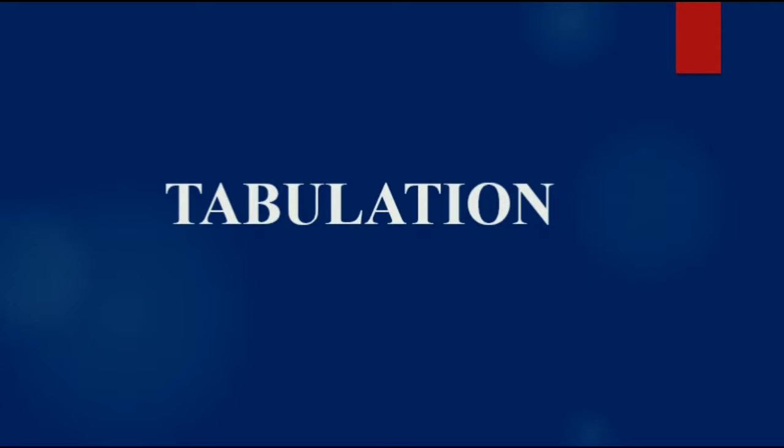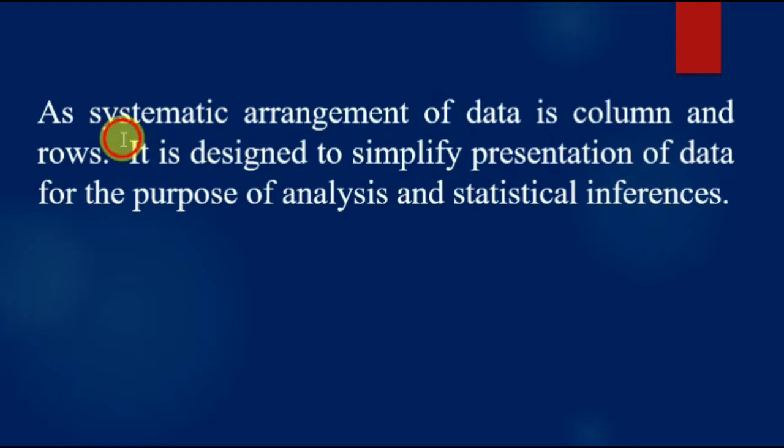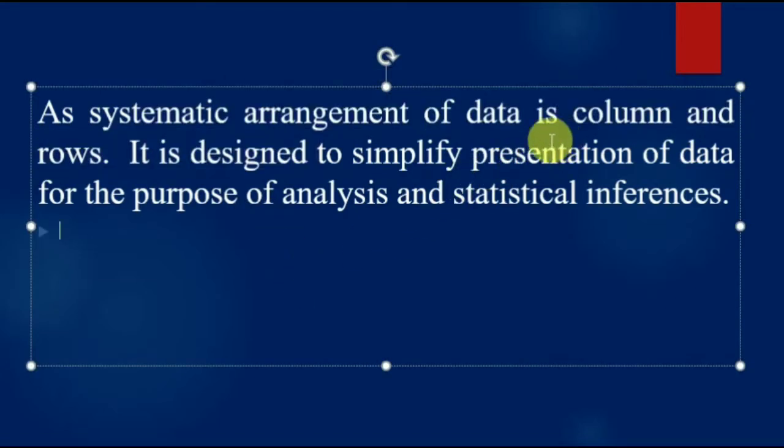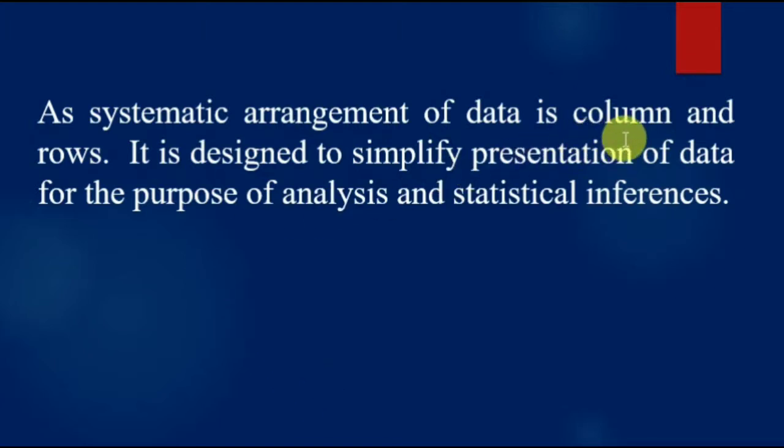Let's see first the meaning of tabulation. Tabulation is a systematic arrangement of data in columns and rows. If it is arranged systematically, that is in columns and rows, then it is called tabulation. It is designed to simplify the presentation of data. There is complicated data here and there, so to make it simple, this kind of arrangement is made for the purpose of analysis and to arrive at statistical inference. This is the main reason behind a systematic arrangement of data. Raw data cannot be used as it is, so there is a proper way that it should be arranged in systematic columns and rows. That is called tabulation.